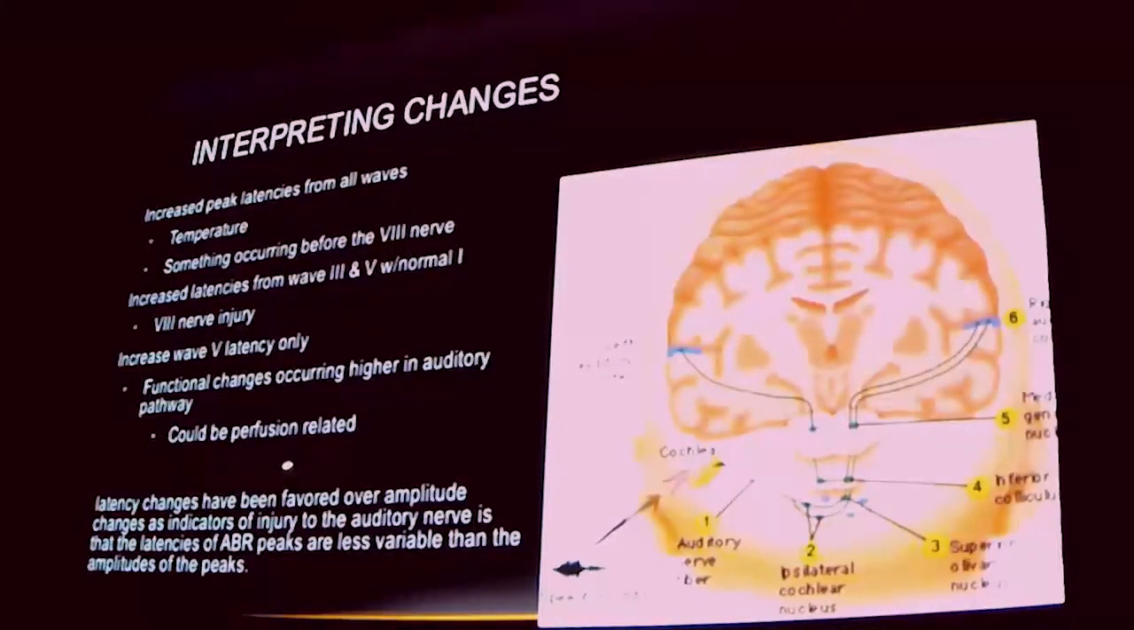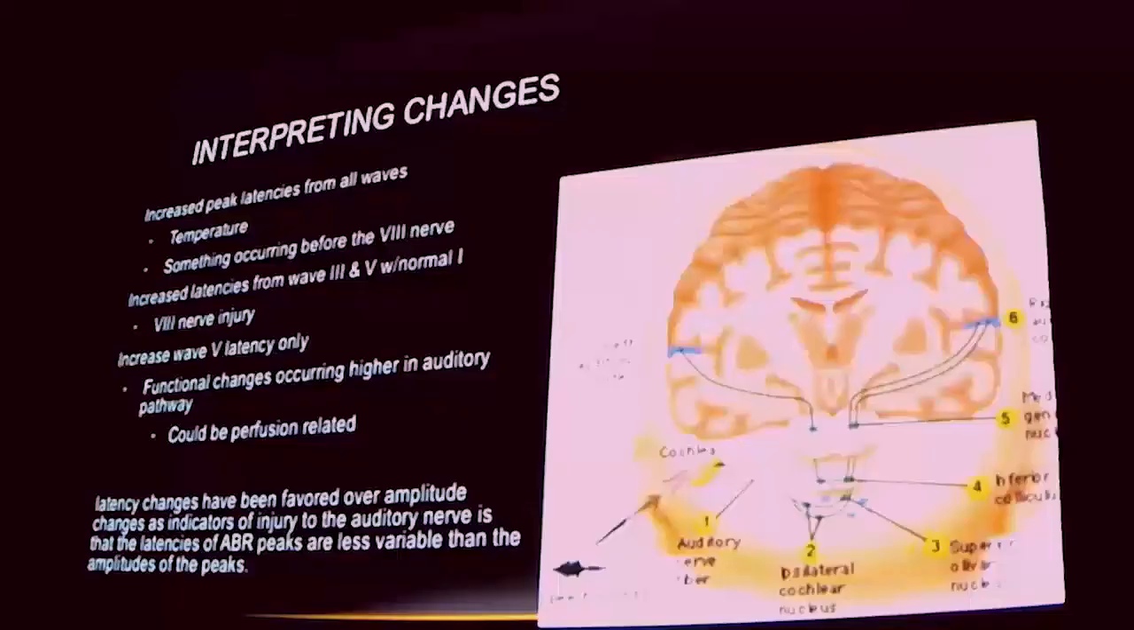Increase in wave 5 only could be functional changes occurring higher in the auditory pathway. Could be perfusion related, and it could also be retraction, stretching of the nerve. I've seen where they've retracted cerebellum, and the only thing that started shifting out was wave 5. And that's just because they're probably causing pressure on the brainstem itself at that point.